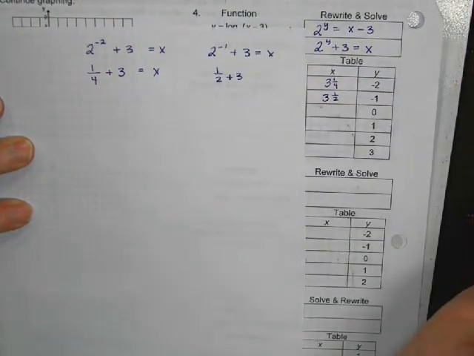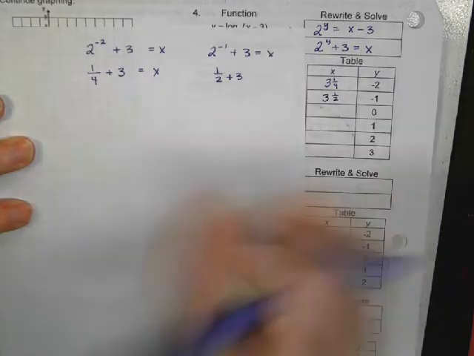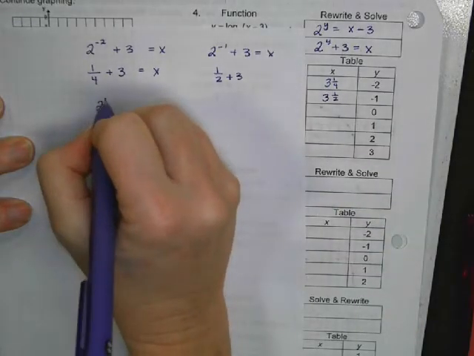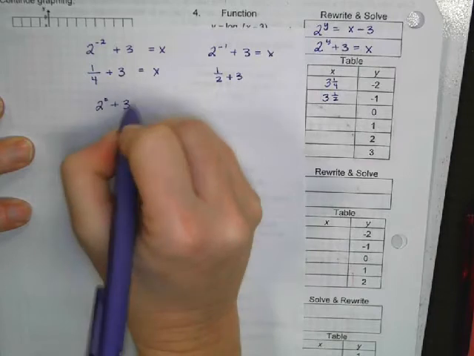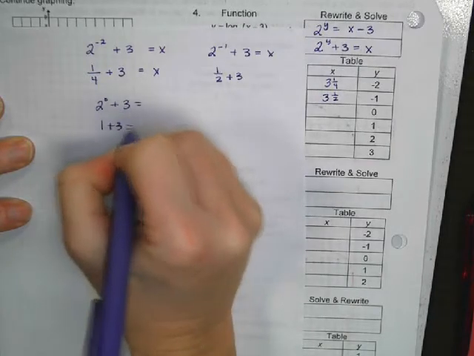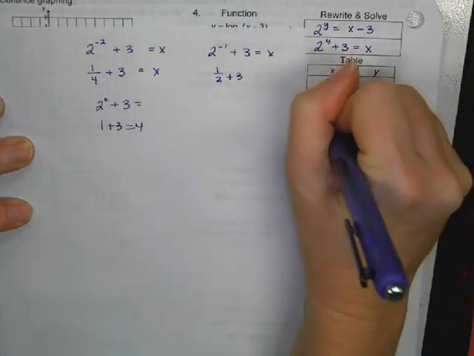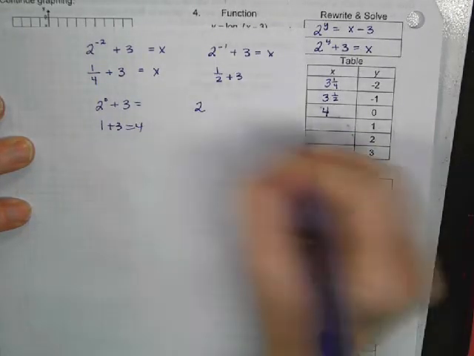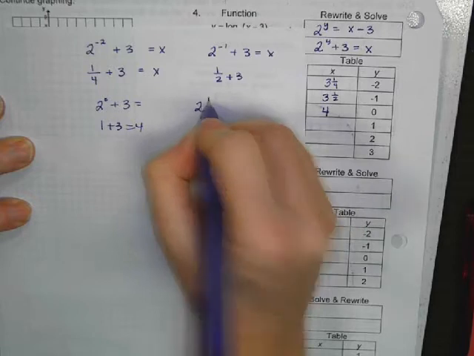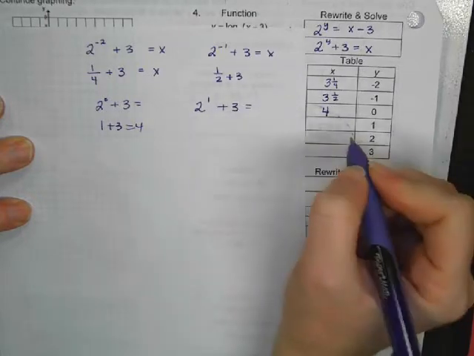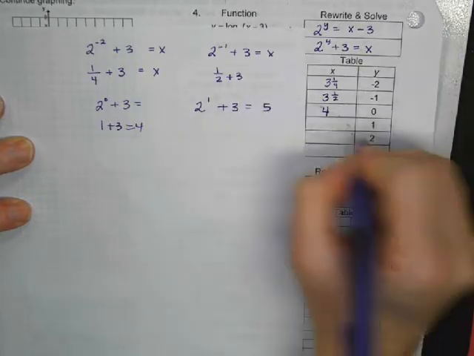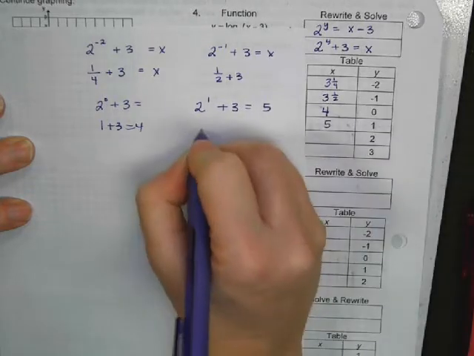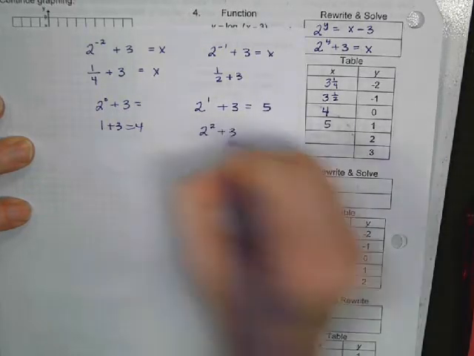2 to the 0 plus 3. 1 plus 3, which would be 4. Then 2 to the 1 plus 3 is 5. Put the dots.